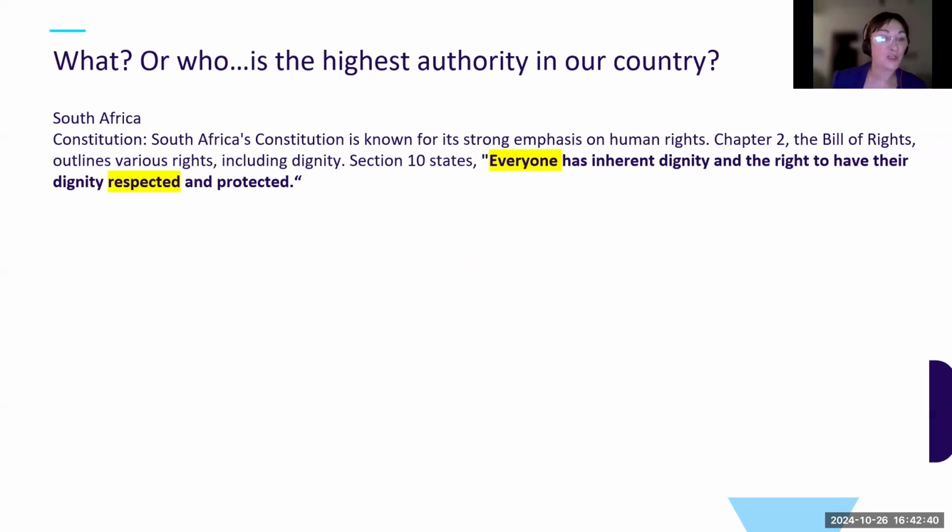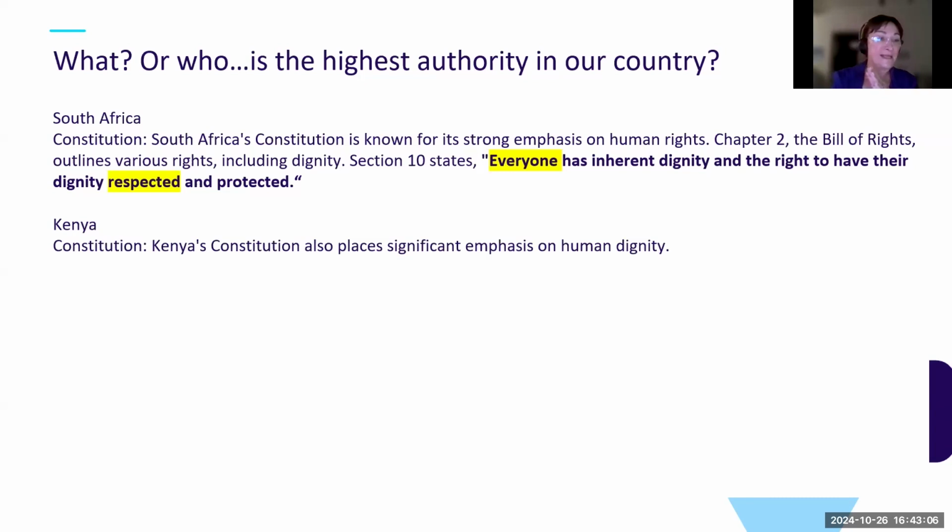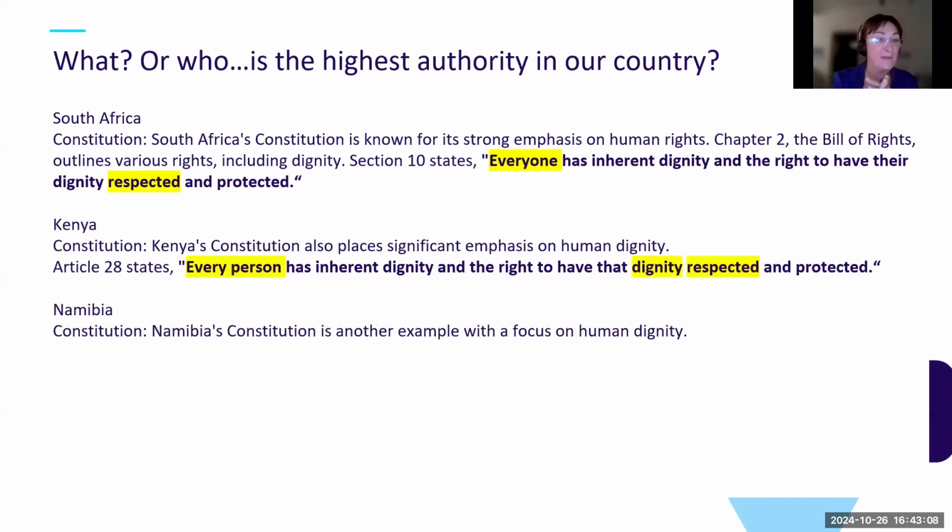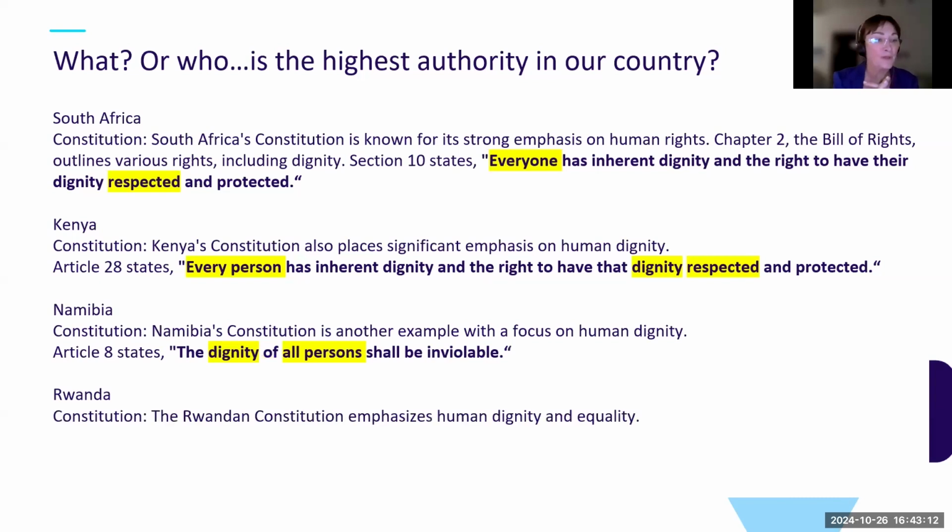Okay, in South Africa, for example, the South African constitution is known for emphasizing human rights, and Chapter 2, the Bill of Rights, says everyone has inherent dignity and the right to have their dignity respected and protected. So we see everyone is respected, not just South Africans or the rich, but everyone. Next, Linda, let's just go through them, because Kenya's is the same, every person. Namibia's is the same, the dignity of all persons.